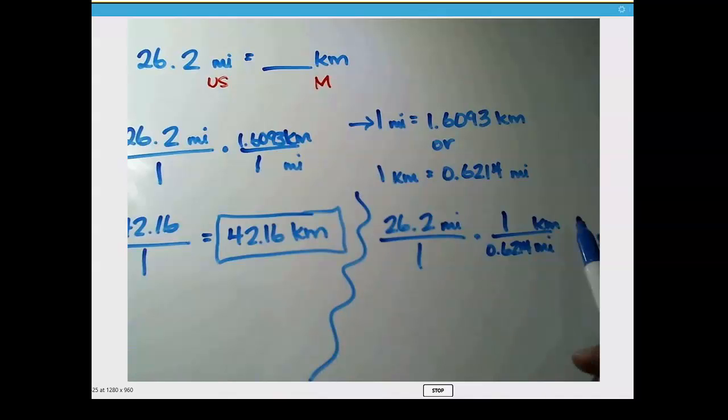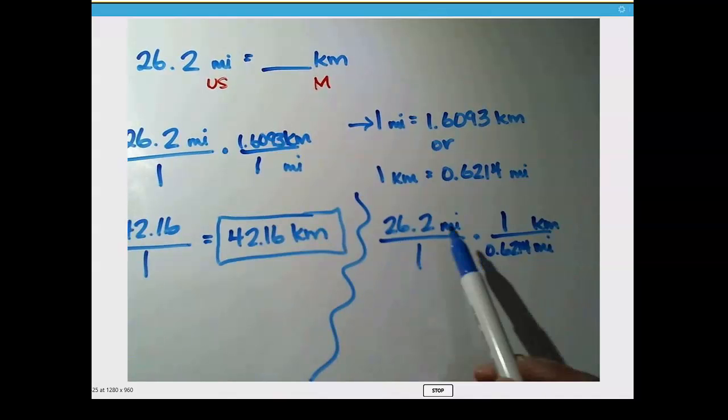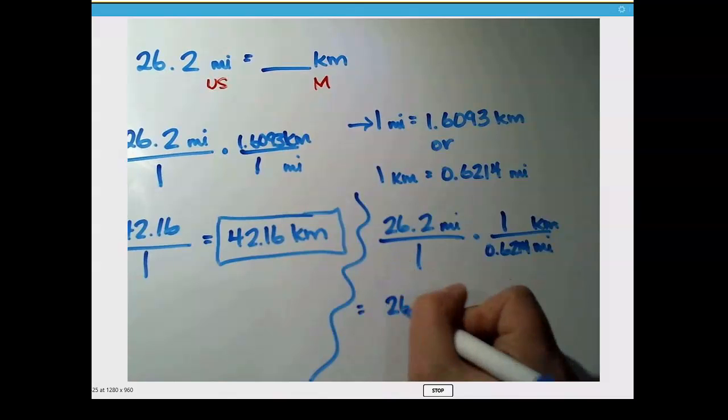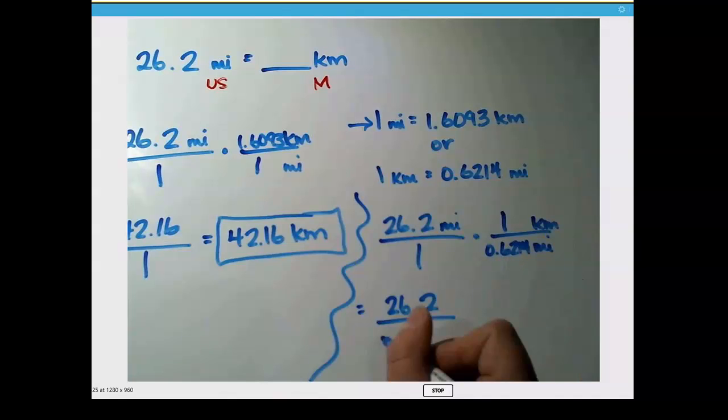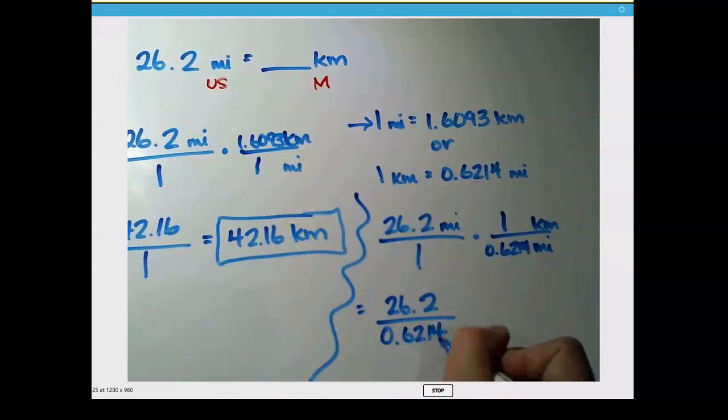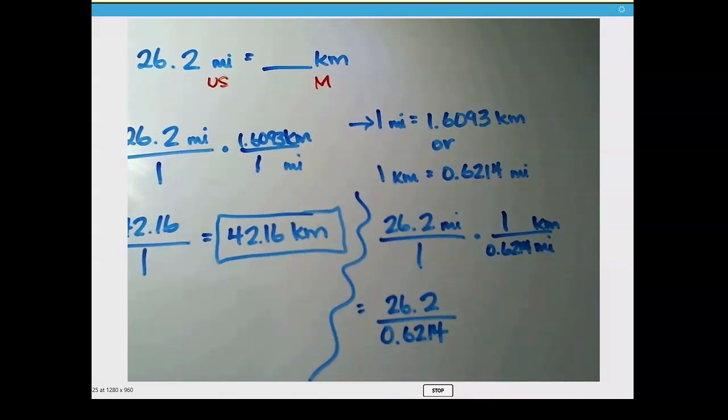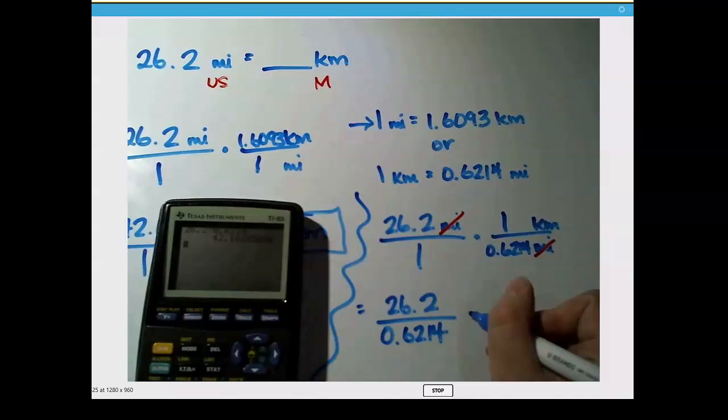Next, I'm going to take it straight across, like always. 26.2 times 1 is just 26.2. And 1 times 0.6214 is just that. My miles are gone now that I multiplied it through. And since this is really ugly, I'm going to divide this and get just 1 decimal. I don't want to have a decimal fraction. So 26.2 divided by 0.6214 gave me that.